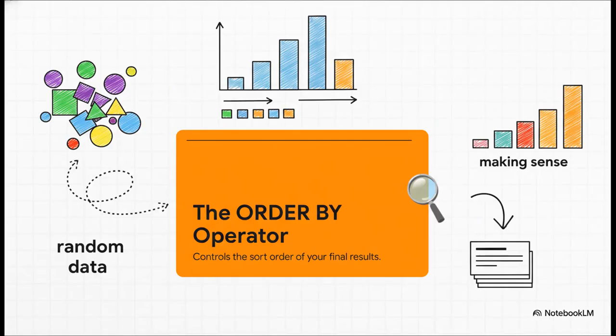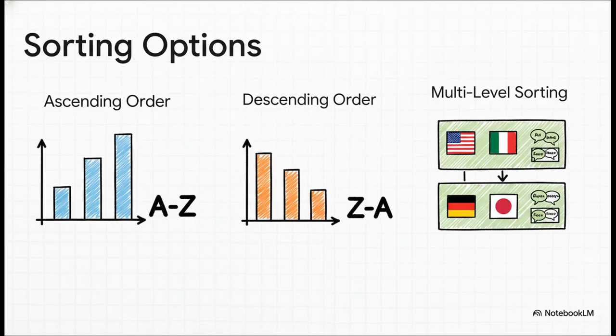Okay, on to our final tool for today. And this one is all about presentation. Because let's be honest, data isn't very useful if it's just a random jumble of information, right? The order by operator is what gives you total control to sort your final results in a way that actually makes sense. And what's really great here is that you've got options.